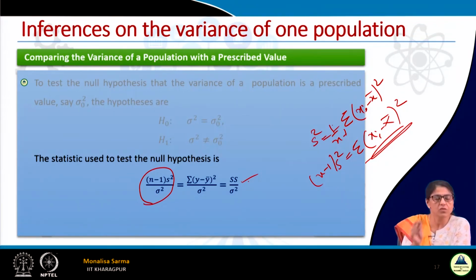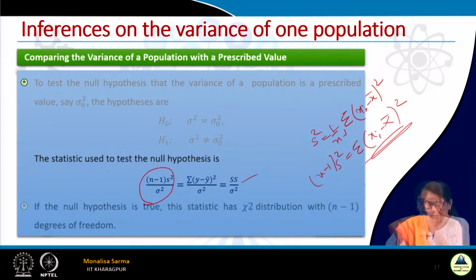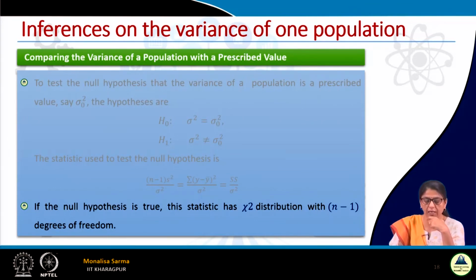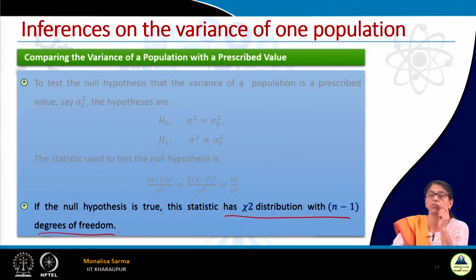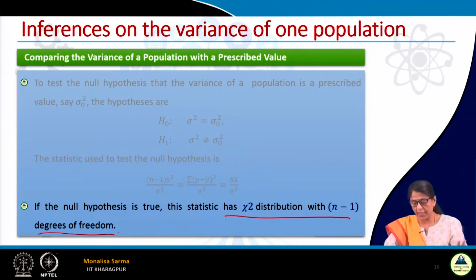So you can use either this or this. Basically, the statistic (n minus 1) s square by sigma square, if the null hypothesis is true, has a chi-square distribution with n minus 1 degrees of freedom. That we have already seen. So if we want to infer on the variance, we have to find out the value of this statistic, and then see whether it follows a chi-square distribution.